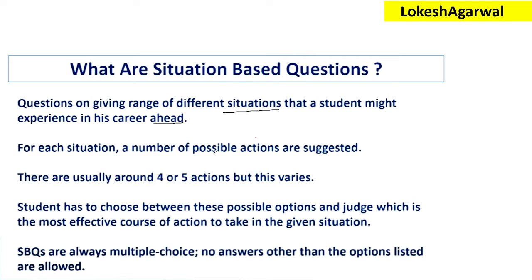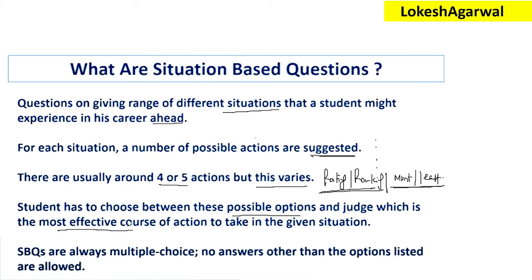For each situation, a number of possible actions are suggested. There will be a list of 4 to 5 actions. They will suggest that these are the actions. You have to choose which action you will suggest. There are usually around 4 to 5 actions, but this varies. So ranking based questions also come, rating based also come, or option based, as we said, you have to choose most likely, least likely. Those kinds of questions will also appear. So which suggestion you give in the situation, which action you take, that is checked. The student has to choose between these possible options and judge which is the most effective course of action to take in the given situation. Sometimes they will ask most and least both. So which will be most, which will be least.